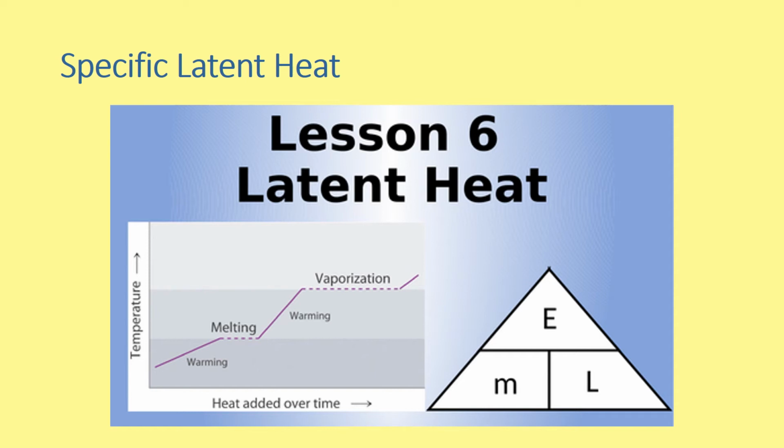If you look at the triangle, covering E leaves you with m times L. When you cover m, you're left with E divided by L, and if you cover L, you're left with E divided by m.